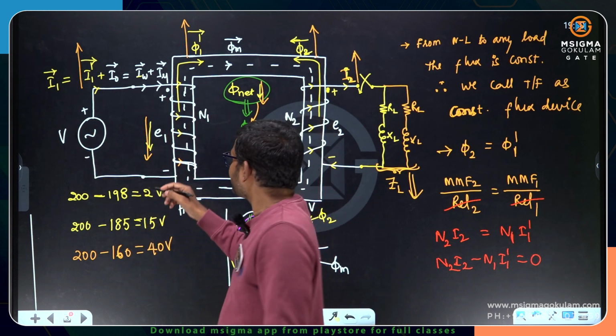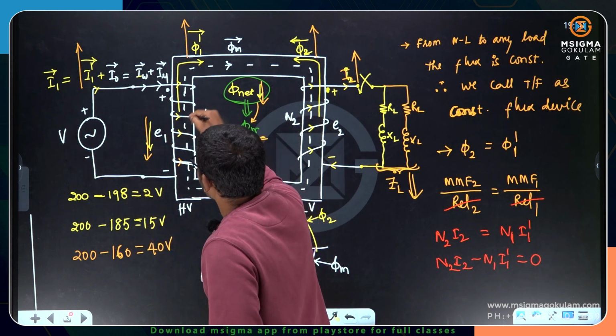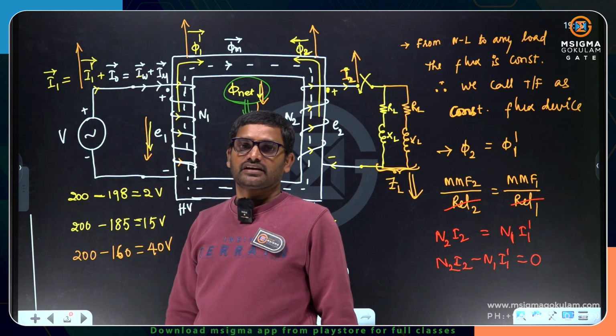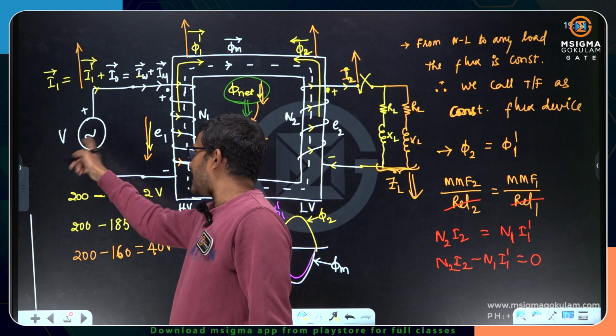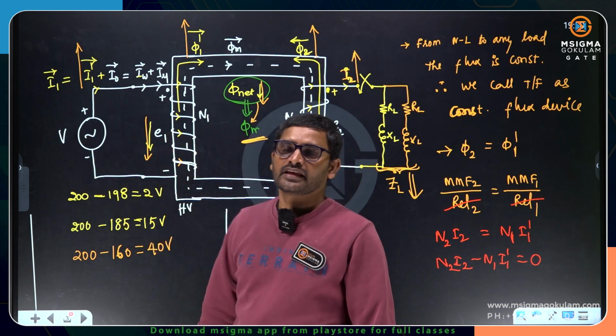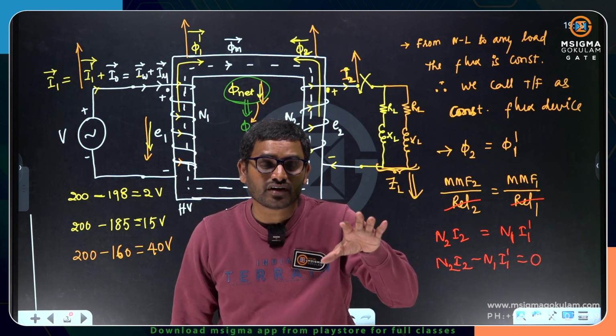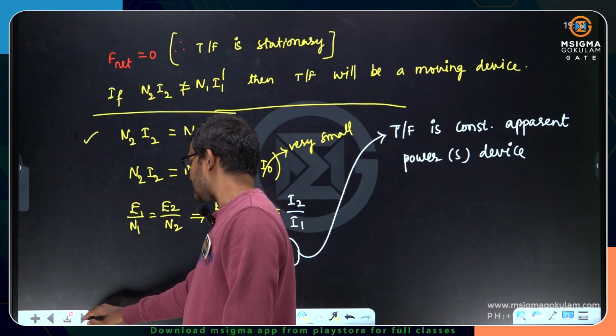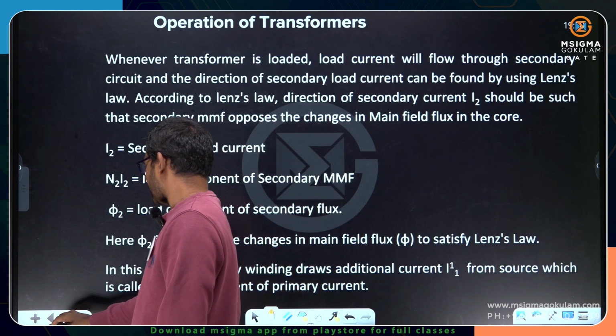Why? Because whatever change is happening here is due to the current change, and the current change is due to the supply change. Whatever the change is here, the same change will happen here. That means I can say the transformer is a constant frequency device. Okay, the transformer is a constant frequency device.